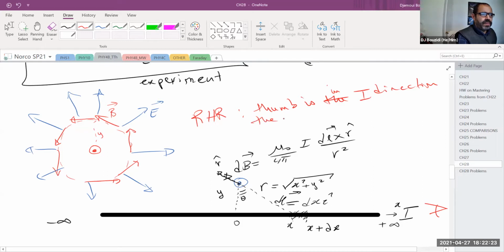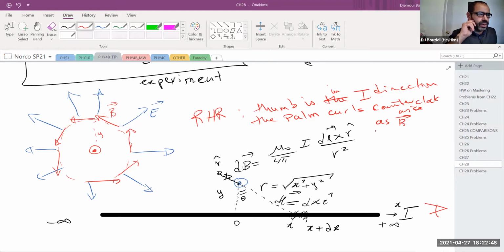The palm, did I spell it correctly? I think that's right. Okay, curves counterclockwise as B. It's a very important result, okay? Very important when you're doing the calculations and things like that.